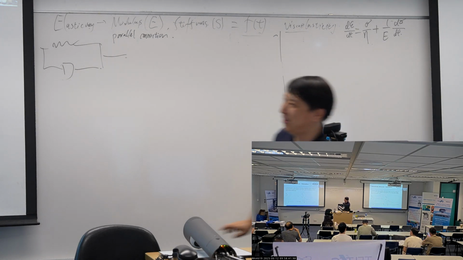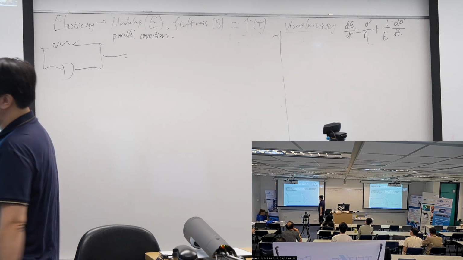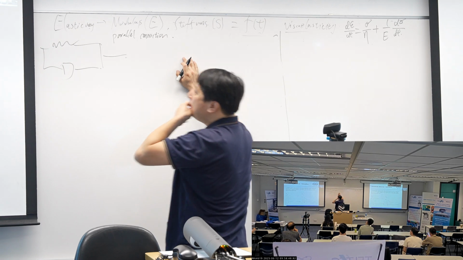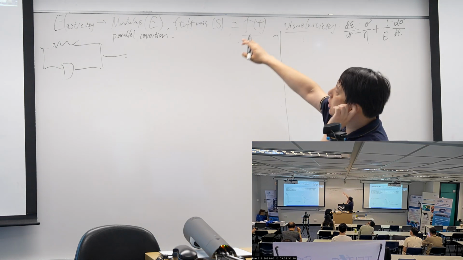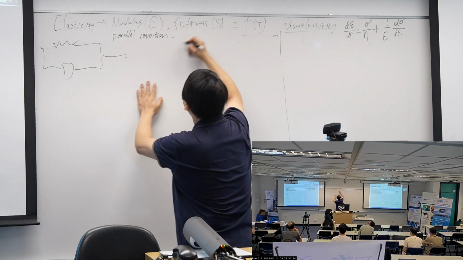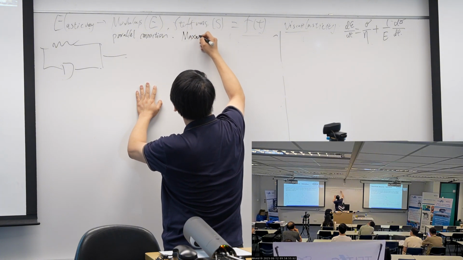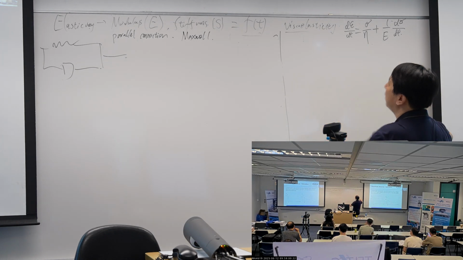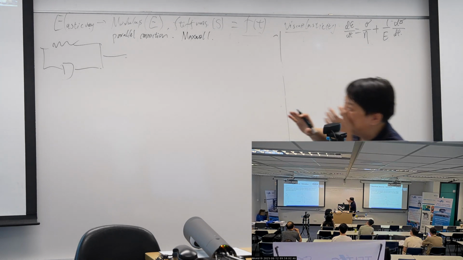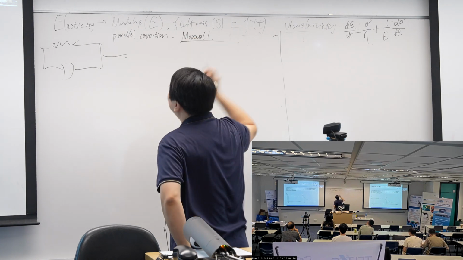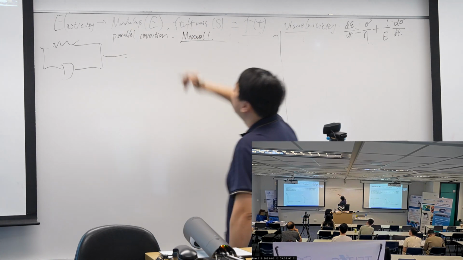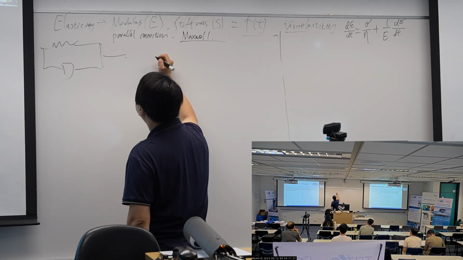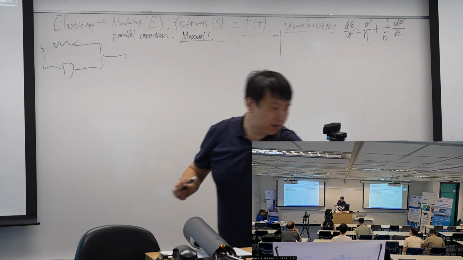I'm sorry, I messed up the model and the experiment they are doing. So this is a parallel connection, and the parallel connection is done by Kelvin. I'm sorry. Let's finish this one, then we can go back to the theory.